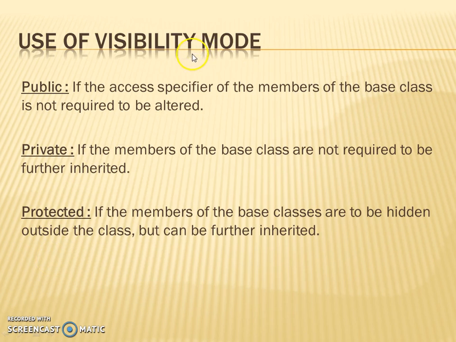Use of visibility mode: public, private, and protected. Public, if the access specifier of the members of the base class is not required to be altered. Private, if the members of the base class are not required to be further inherited. And protected, if the members of the base class are to be hidden outside the class but can be further inherited.